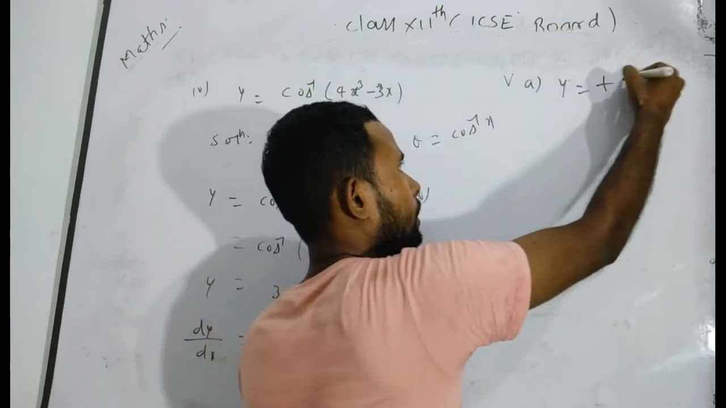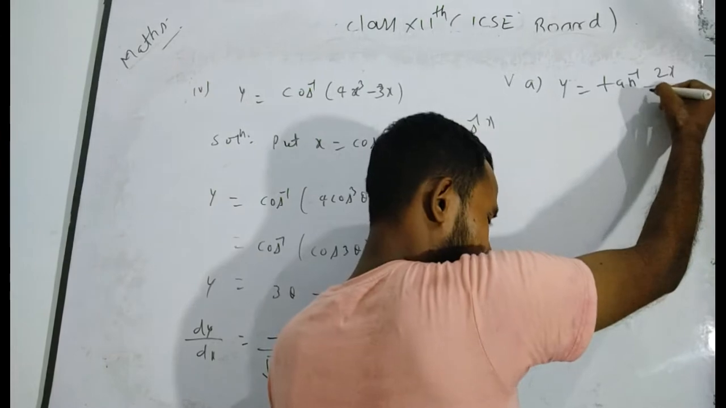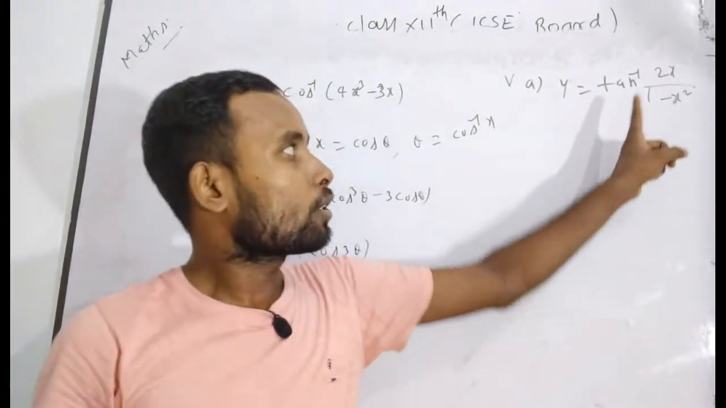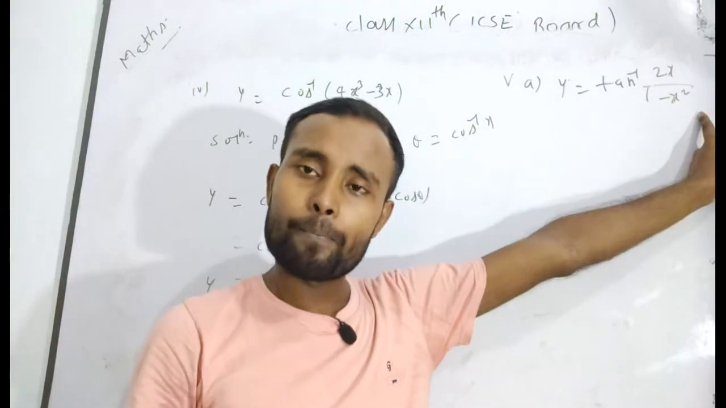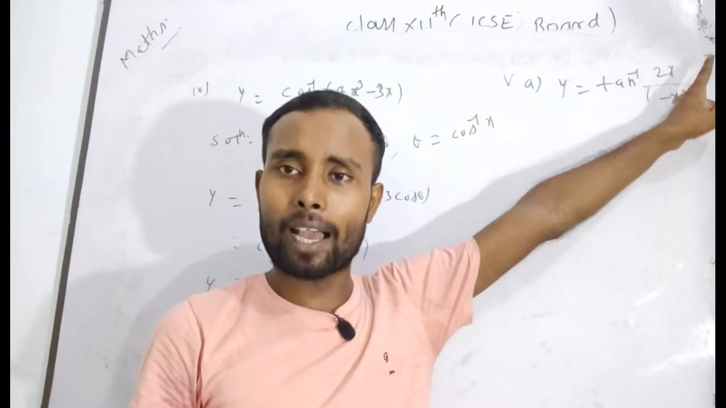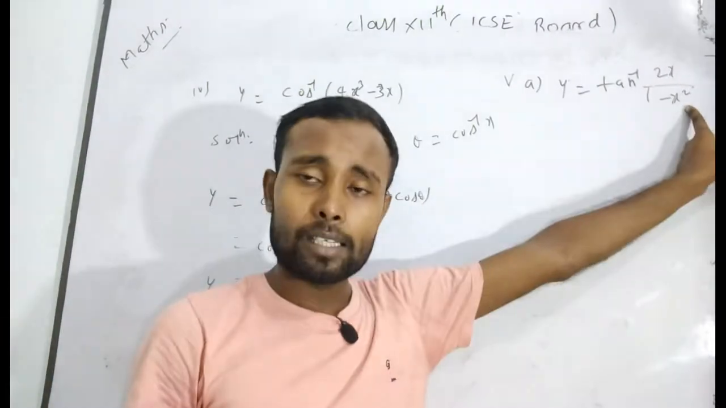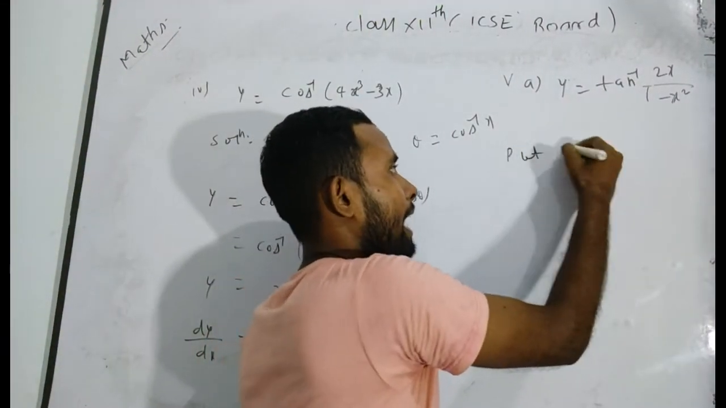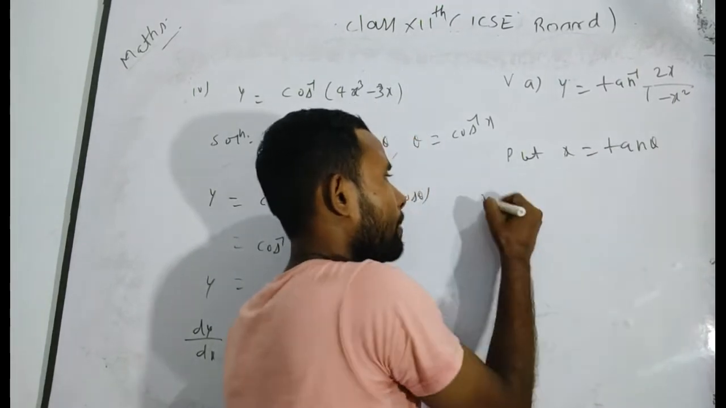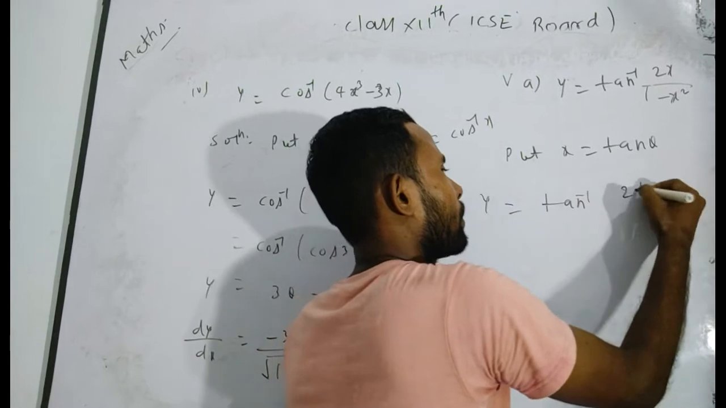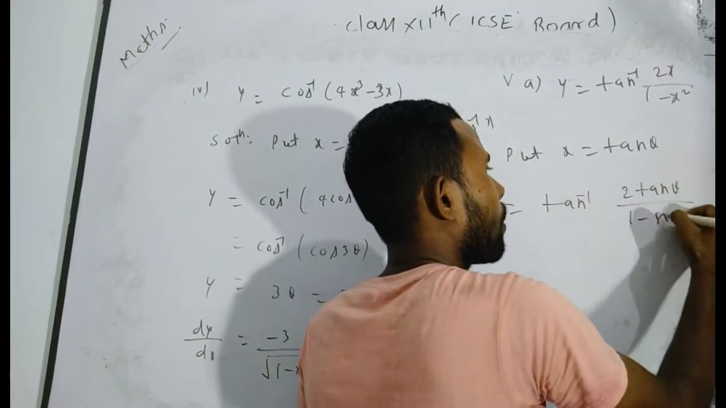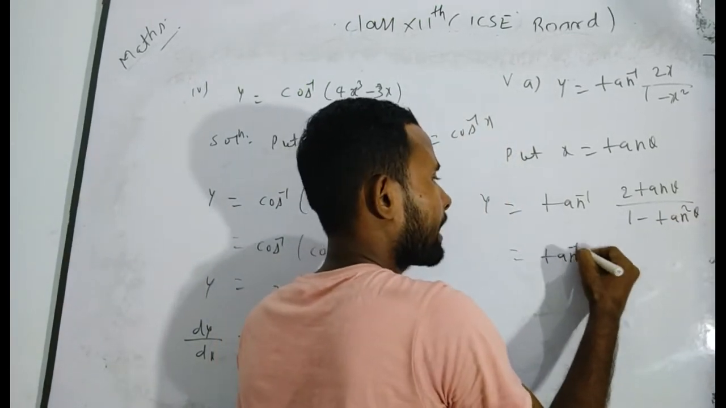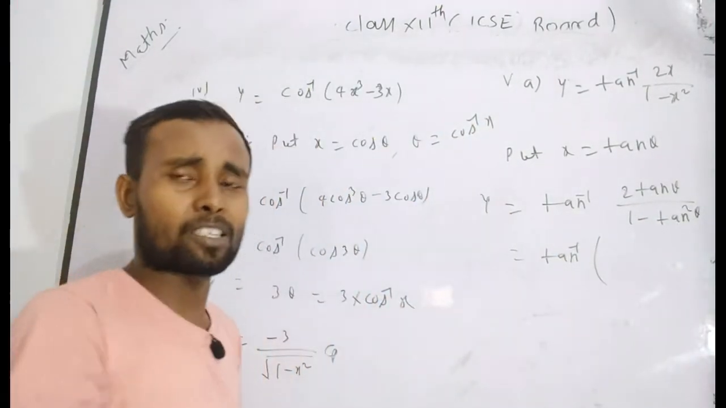Here y is equal to tan inverse of 2x divided by 1 minus x square. If you see this problem, it is like 2 tan theta divided by 1 minus tan square theta. Now suppose I put x is equal to tan theta, then y is equal to tan inverse of 2 tan theta divided by 1 minus tan square theta.